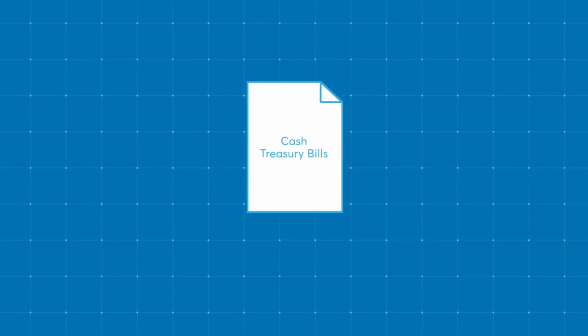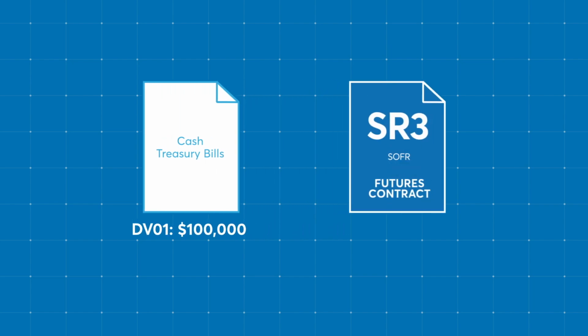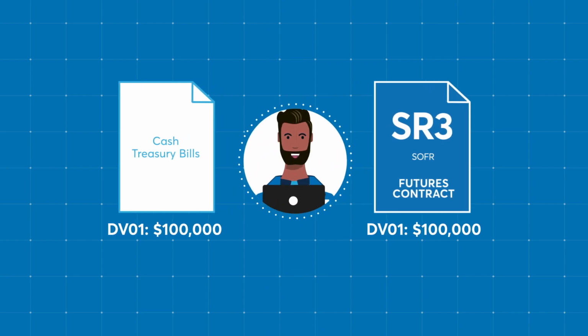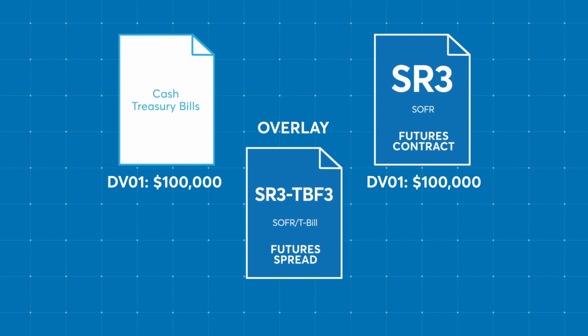Let's look at a specific example. Say a portfolio is long Treasury bills with a DV01 of $100,000 and short SOFR futures with the same DV01 of $100,000 to offset some of the interest rate risk in the portfolio. This portfolio is still at risk of losses if T-bill supply suddenly surges or drops. To further manage this risk, the portfolio manager could implement an overlay strategy using a SOFR T-bill futures spread.